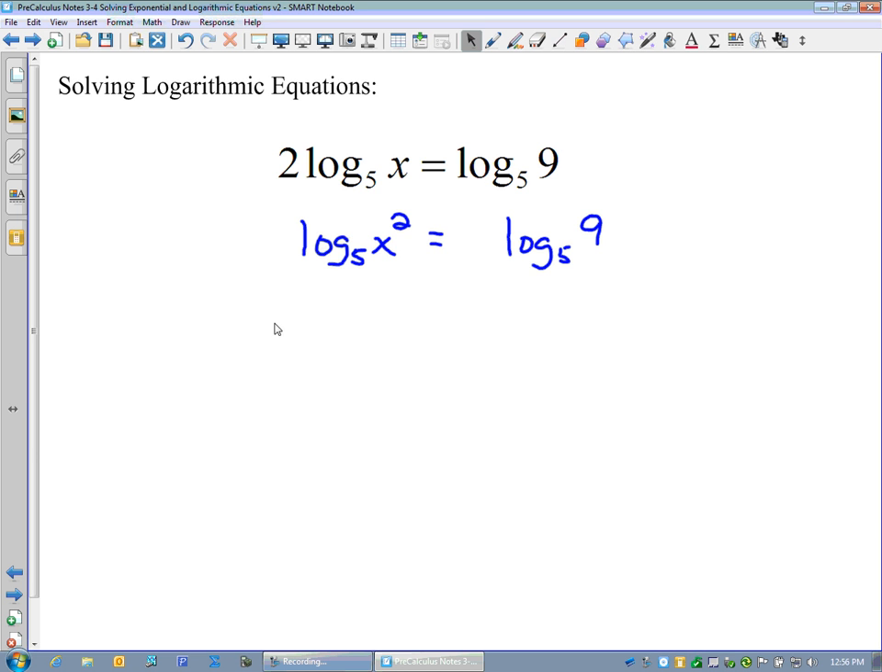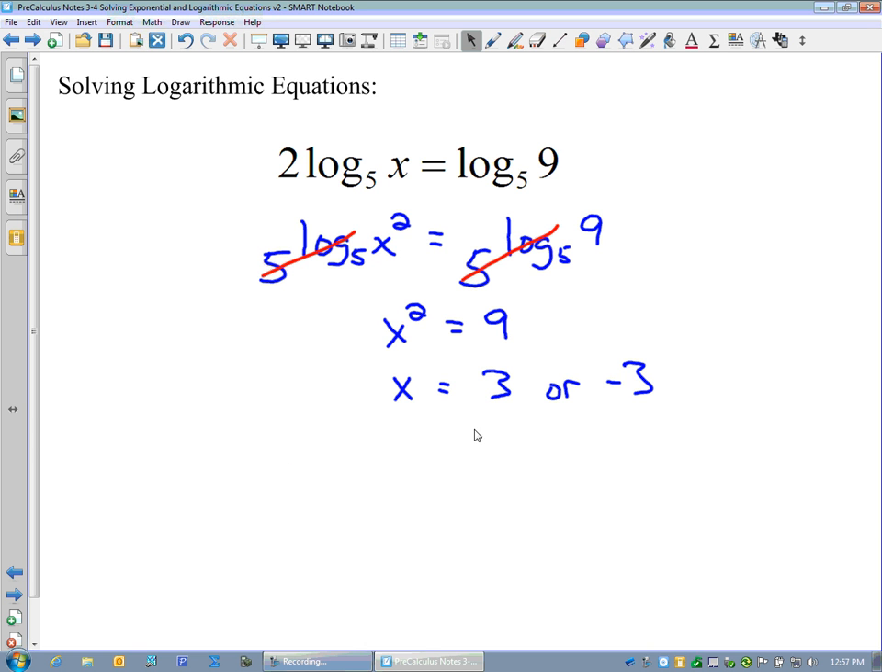Now I can get rid of the logs by doing exponentiation. I can choose whatever base I want. So I want to choose a base that will cause a cancellation. Namely, I want to exponentiate with 5. So on the left and right sides, we get a cancellation on both sides, which is going to give us just x squared equals 9. So if I take the square root of both sides, I'm going to get x equals 3 or negative 3. Remember, when you take the square root of both sides, you must add the plus minus.